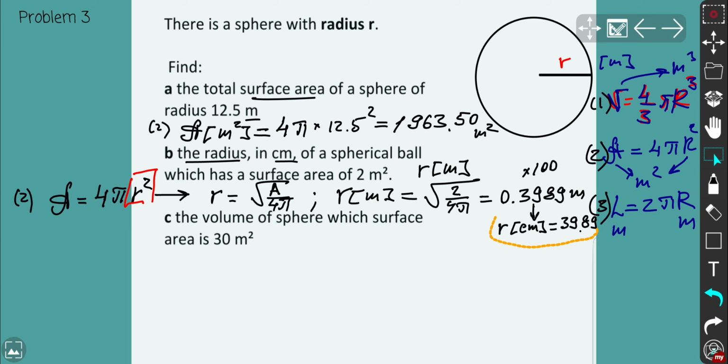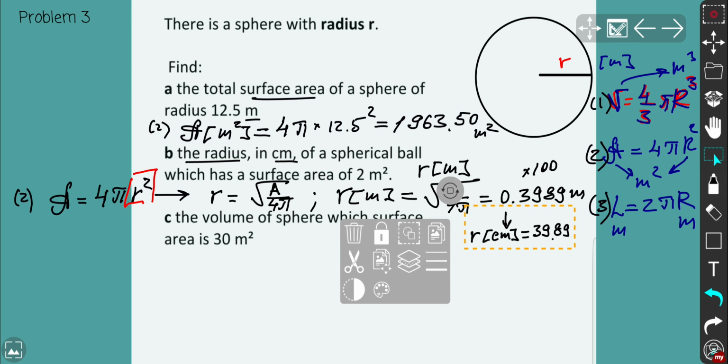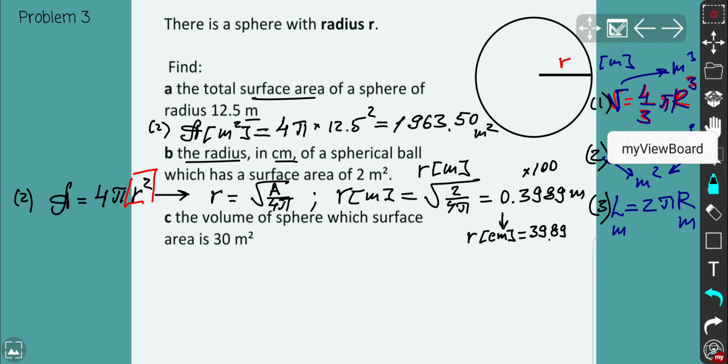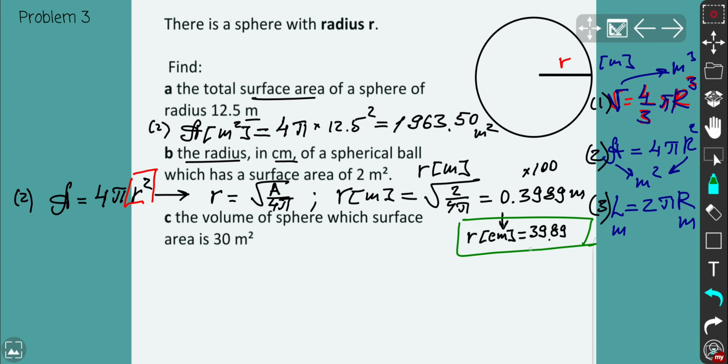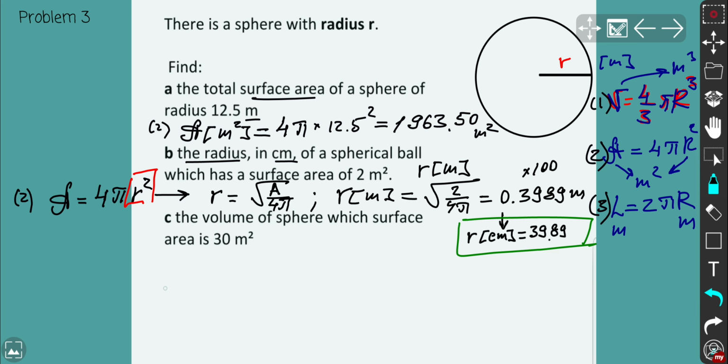So okay, yeah, I hope you can do this. Okay, so that's the final answer for part B. So what about part C? Let's move on. Volume of the sphere whose surface area is 30 meters squared.